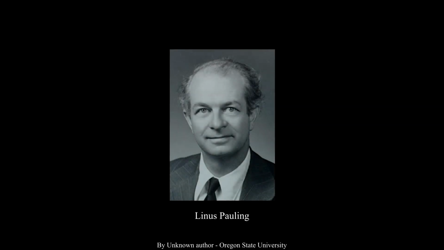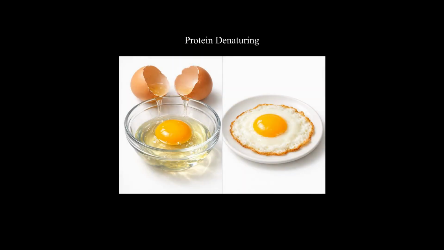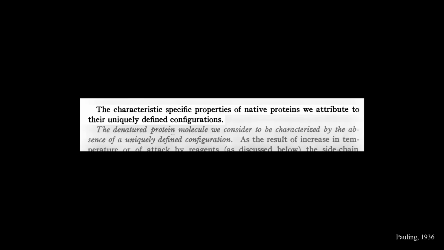In 1936, Linus Pauling, who was considered by many the greatest chemist of the 20th century, suggested the theory of protein denaturing, like the change in appearance of egg white after it's been cooked. He attributed the different properties of individual proteins to their uniquely defined configurations, and therefore, denatured proteins are characterized by the absence of a uniquely defined configuration.